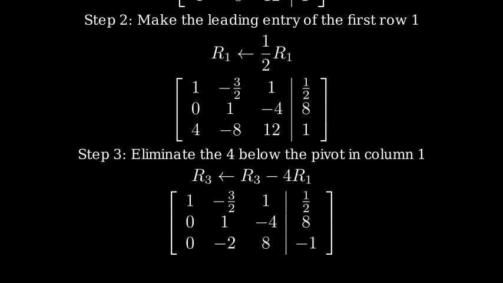Step 4. Let's clean up column 2. First, we'll eliminate the negative 3 halves above the second column pivot. We add 3 halves times row 2 to row 1. Next, we need to eliminate the negative 2 in the third row of column 2. We add 2 times row 2 to row 3.